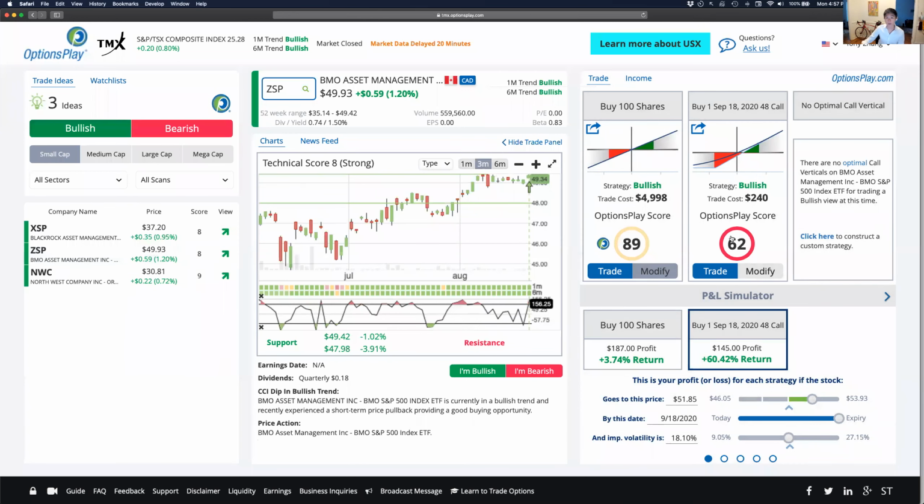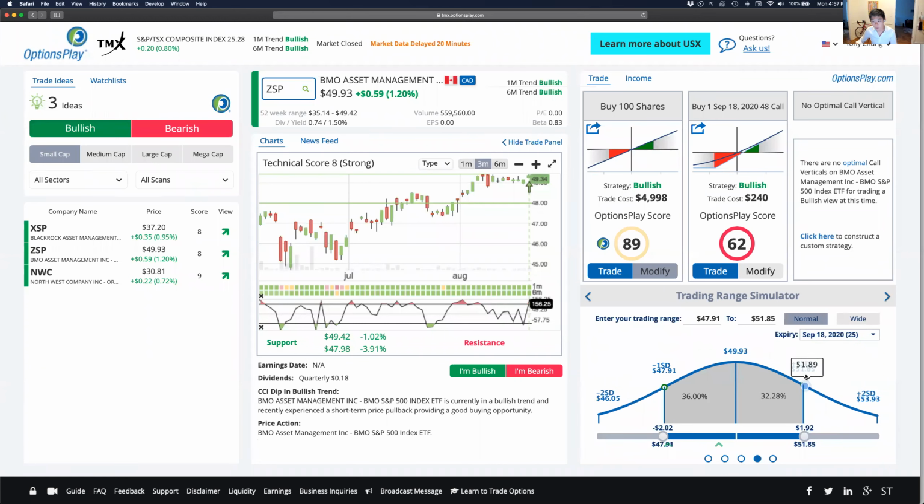Okay, here's one. It's got a pretty low OptionsPlay score, right? So as you can see, even if the stock reaches its 1 standard deviation move, in this particular case that's about $51.85. So this is BMO Asset Management. This is the S&P 500 ETF. Okay, so in this particular case, this call option is pretty expensive, $240. It's denoted by the OptionsPlay score.